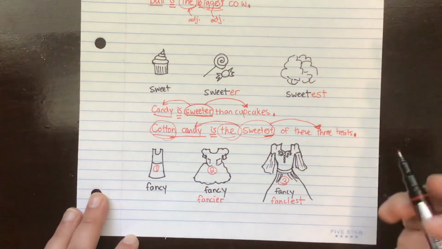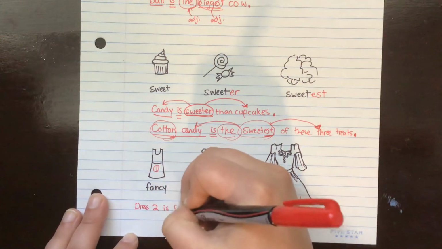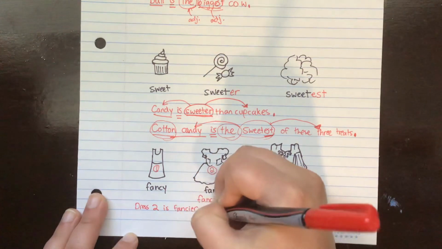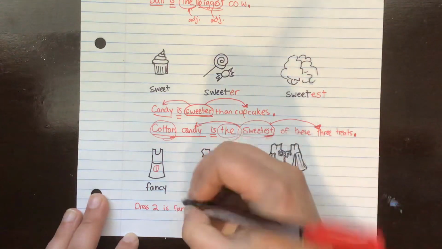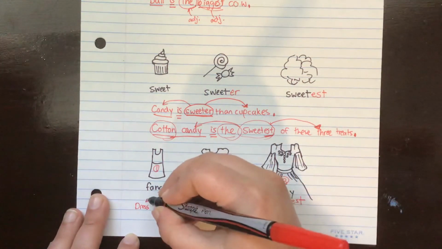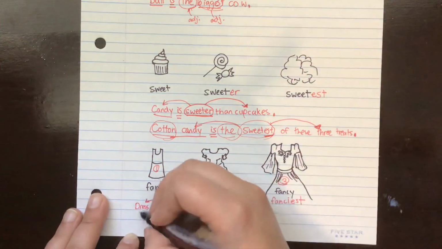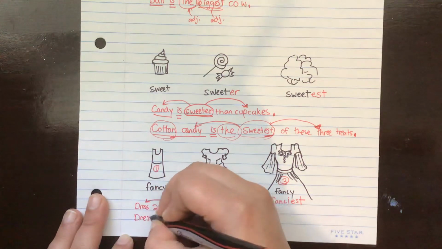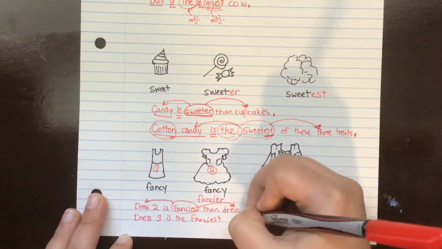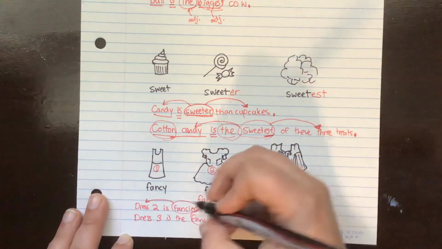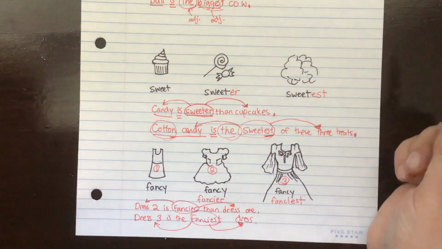If we wanted to make sentences for those two, I'd say dress 2 is fancier than dress 1. There we go. And once again, this adjective fancier is comparing dress 2 and dress 1. And then if I wanted to use fanciest, dress 3 is the fanciest dress. So it's comparing dress 3 to all the rest of the dresses there.